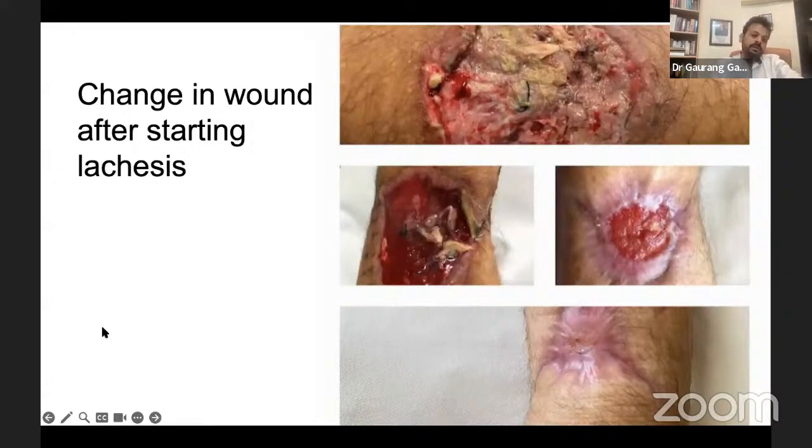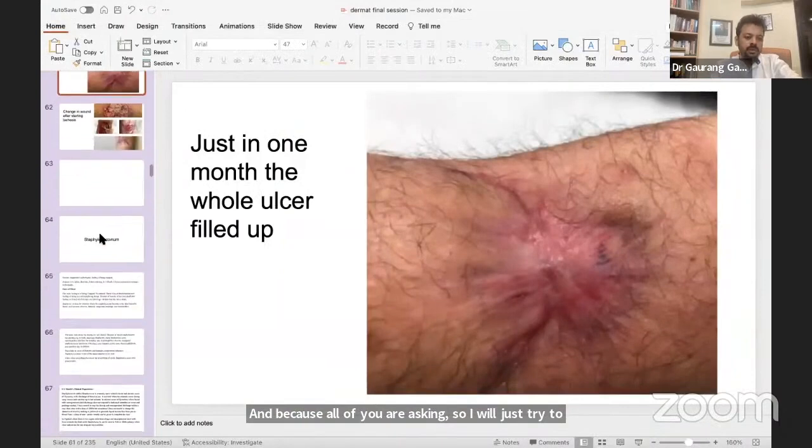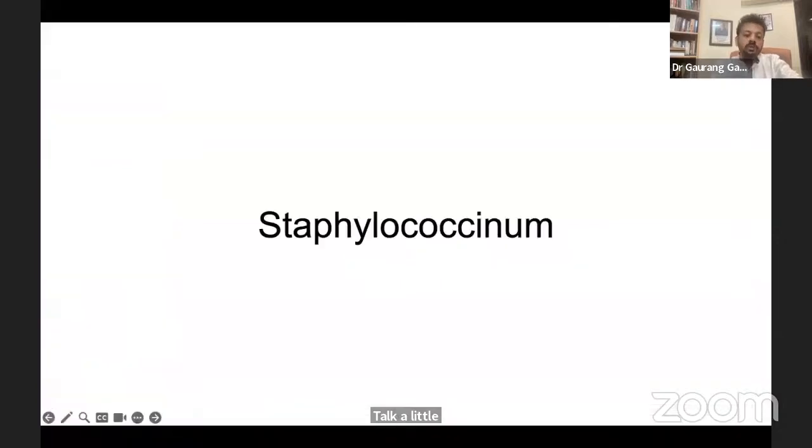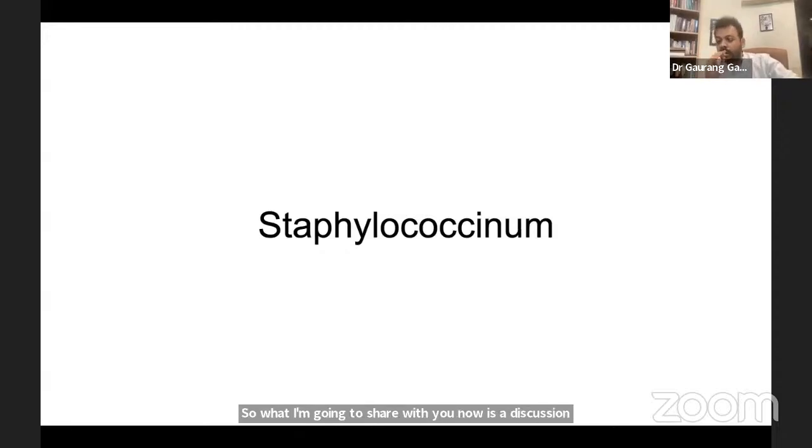And because all of you are asking, I will just try to talk a little bit. A few of the colleagues are asking how to know it's Staphylococcinum. So what I'm going to share with you now is a discussion about Staphylococcinum as a remedy at a deeper level. What is the main pattern of Staphylococcinum? How Staphylococcinum now is a full-fledged, broad spectrum remedy, like a constitutional remedy. How you can prescribe Staphylococcinum like Tuberculinum, like Calcarea carbonica, like Sulphur. What are the indications? And that's what I'm going to share with you.